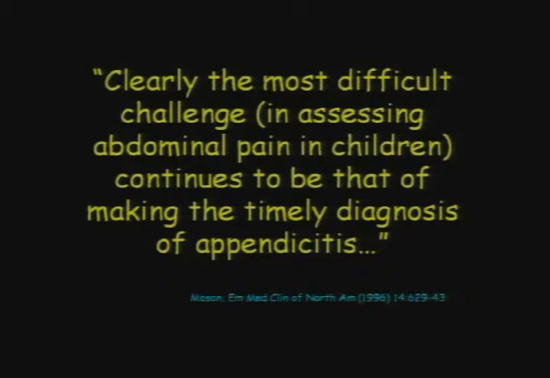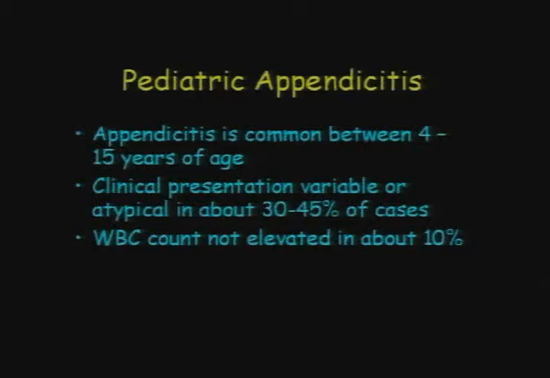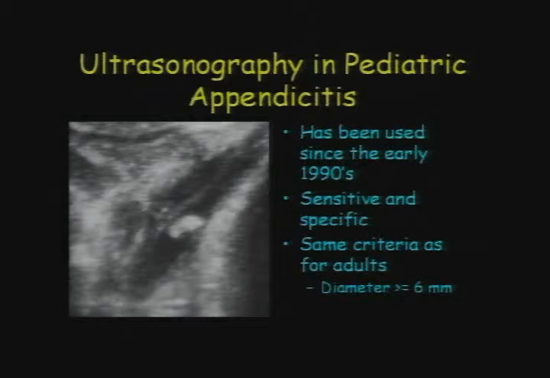Appendicitis is common in kids, and it is difficult to diagnose because they haven't read the textbooks yet and they don't know how to present. It's common, and about half of cases will have atypical presentation. The white blood cell count is not elevated in about 10% with appendicitis. Plain films basically are not helpful. Ultrasonography is a great test in kids. Unfortunately, it's being drowned by the tidal wave of CT.